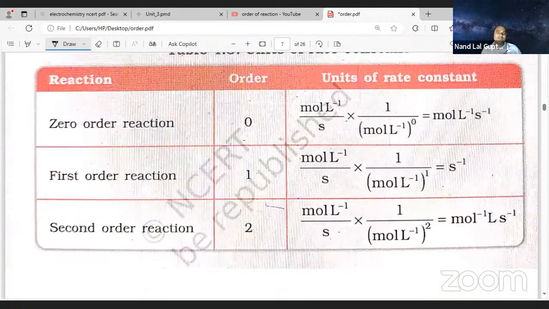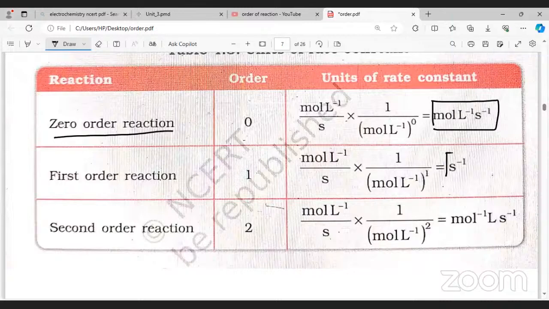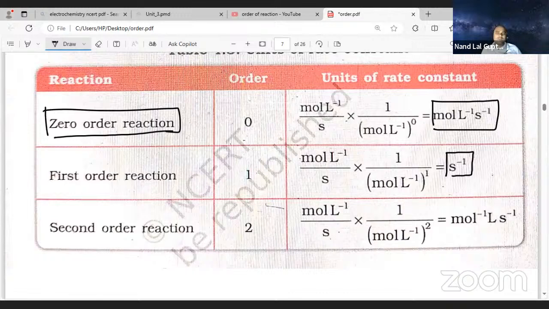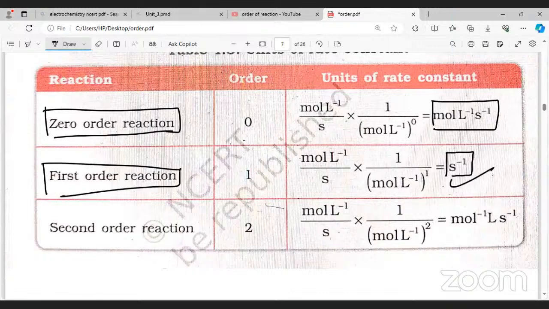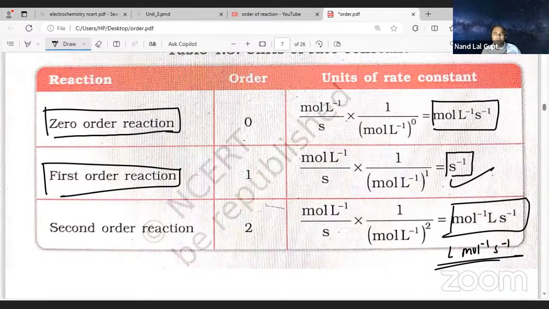Now, see, the zero order reaction we just did. What was there? Mole liter inverse, second inverse. You wrote this correctly? Can you check? Zero order, yes, sir. First order, second inverse. Second order, this is mole inverse, liter, second inverse, or we wrote liter, mole inverse, second inverse. Is it okay? Yes, sir.